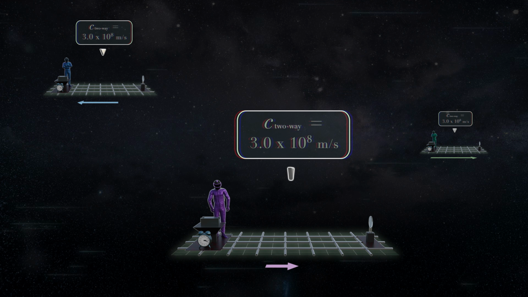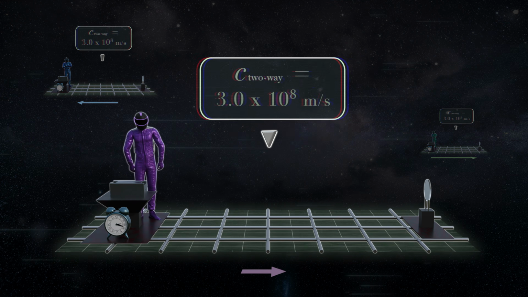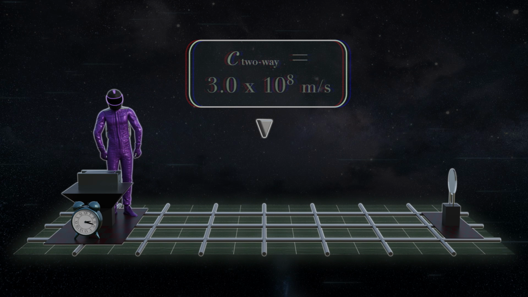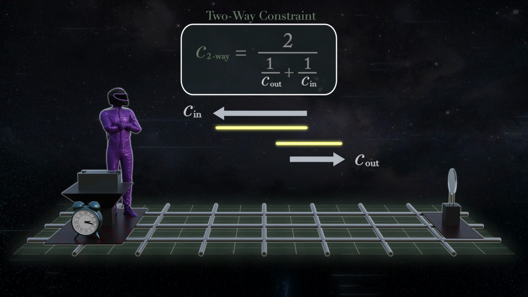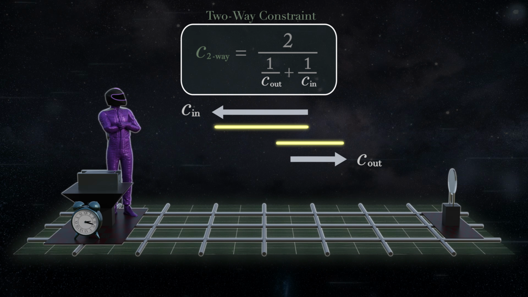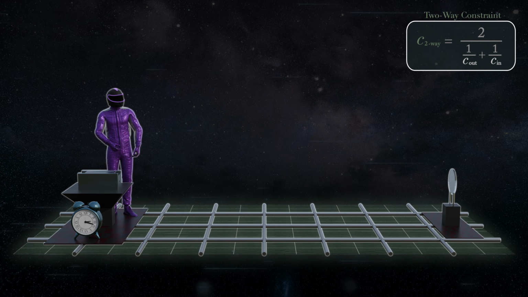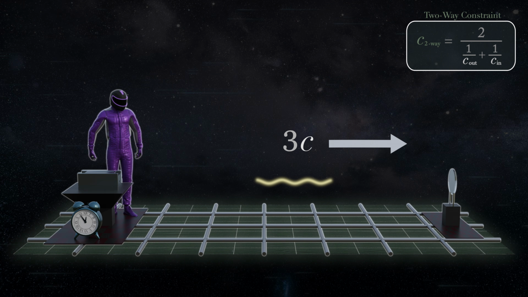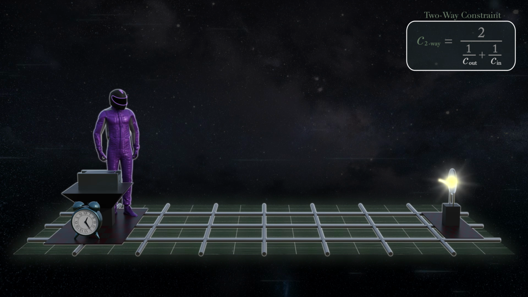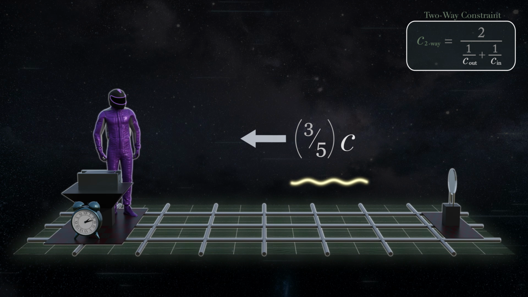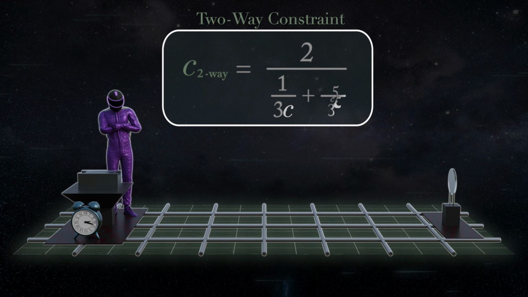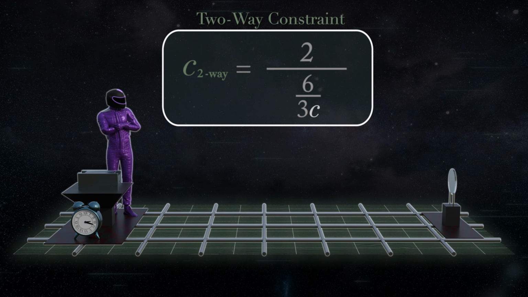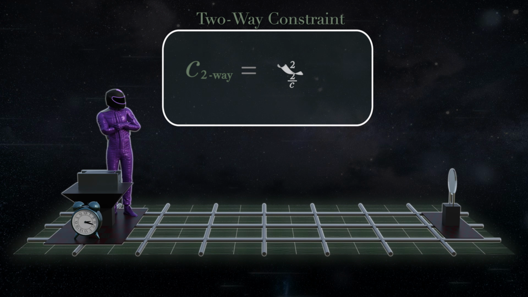But this in turn grants observers the freedom of assuming a wide latitude of outgoing versus incoming light speeds within such systems. For instance, an observer could assume outbound light in their system to travel at 3 times the speed of light, while inbound light travels at 3/5 the speed of light. And such an assumption would still be consistent with observation.